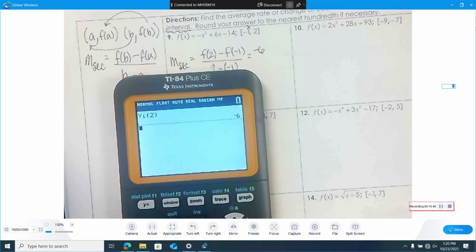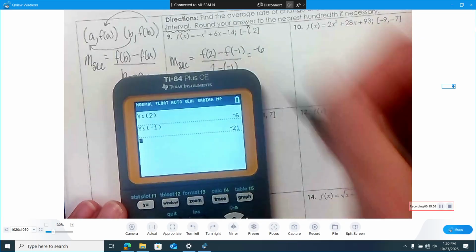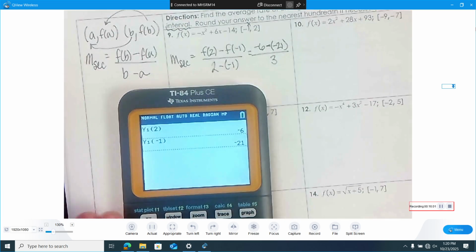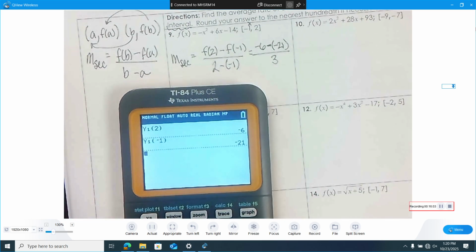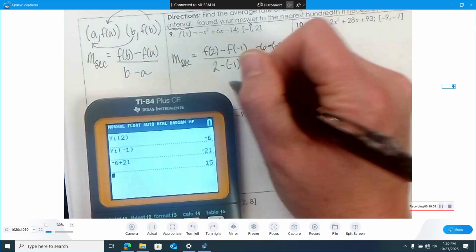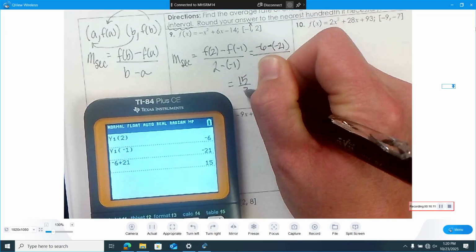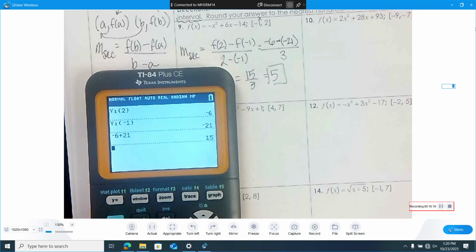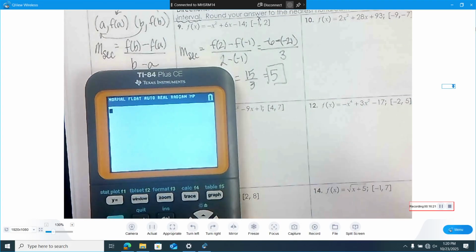Okay, so that gives us our f of 2, and then we just can do it again, alpha F4, and do negative 1. And we get, so minus the negative, 21 over 3. Let's see, that becomes negative 6 plus 21, 15 over 3, which is 5. Okay, function notation is pretty cool, but yet there's another way we could do this. There's so many ways. Let's try.